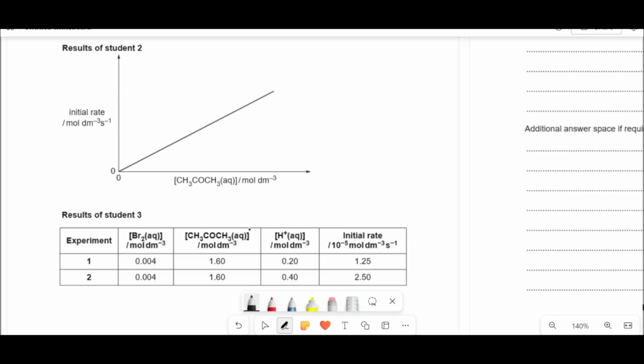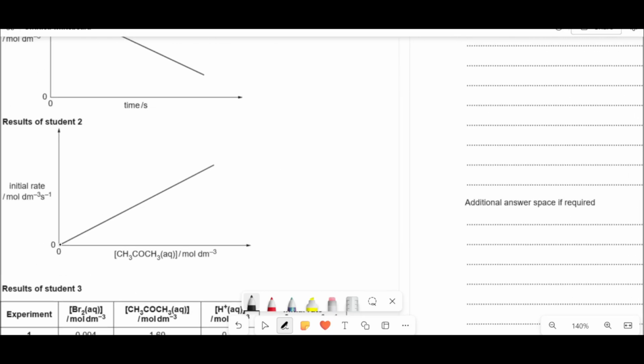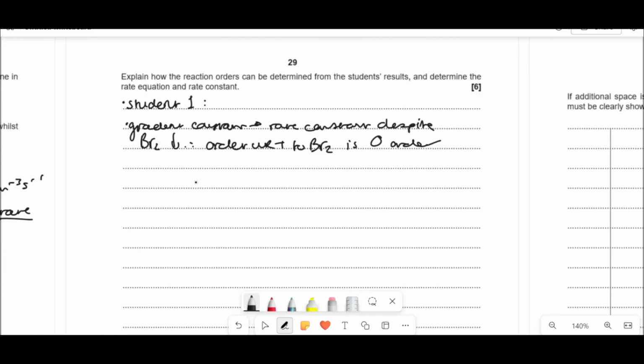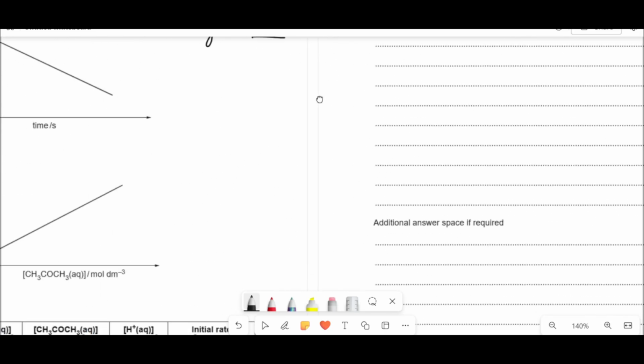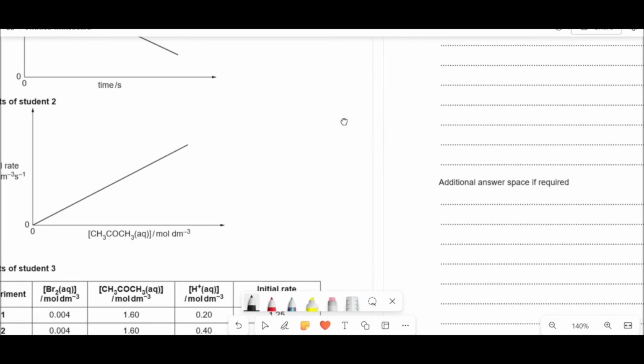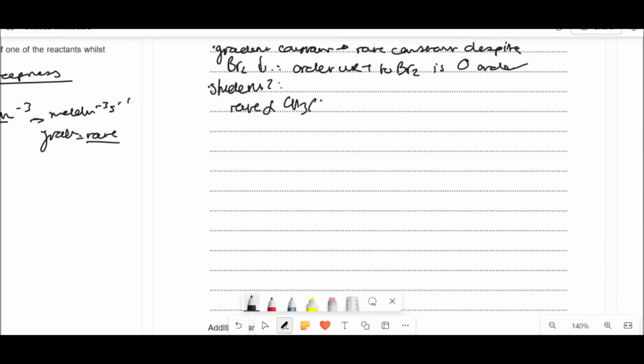Now, as well as that, if we have a quick look, there's no changes here, and the only thing that's changed is H+. So because this is increasing by the fixed same amount every single time, because the change in y, but the change in x is the same, that must mean that it's first order with respect to that. So then the second one, you would say student 2, is that the rate is proportional, because it is one straight line through the origin, it's proportional to this, the CH3COCH3, which means that the order with respect to this is first order.